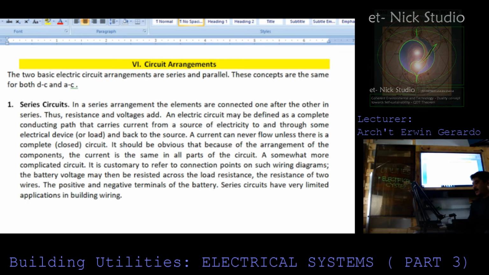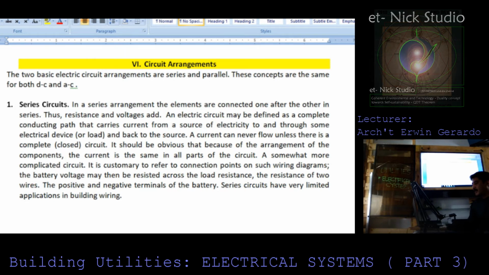An electric circuit may be defined as a complete conducting path. So, meaning this is actually the wire itself. So, the path is the medium that is used, the conductor. It may be copper, that carries the current from a source of electricity to and through some electrical device or load, and back to the source. So when you say load, these are actually the electricity consuming devices.